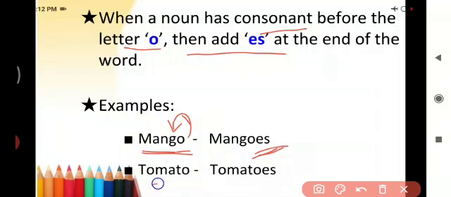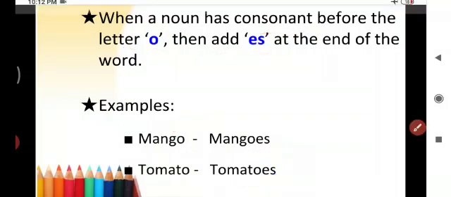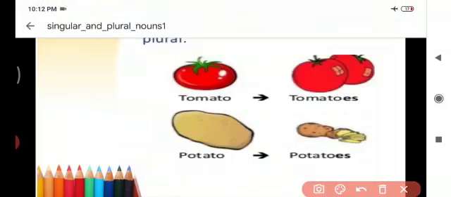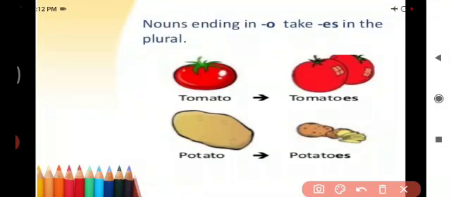Next is tomato, tomatoes. Okay, children. So see, nouns ending with o take es in plural. Tomato, tomatoes. Potato, potatoes. Okay, children.